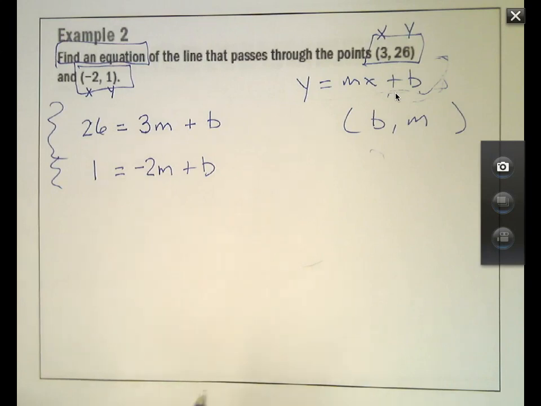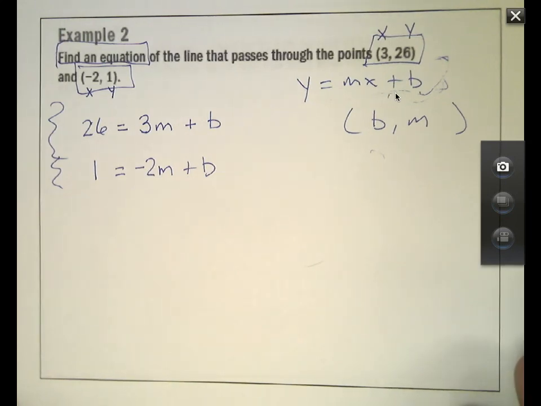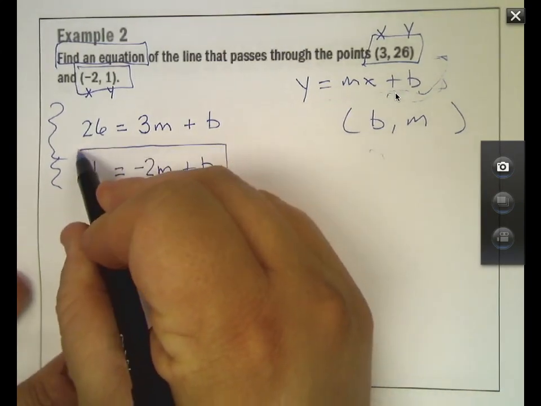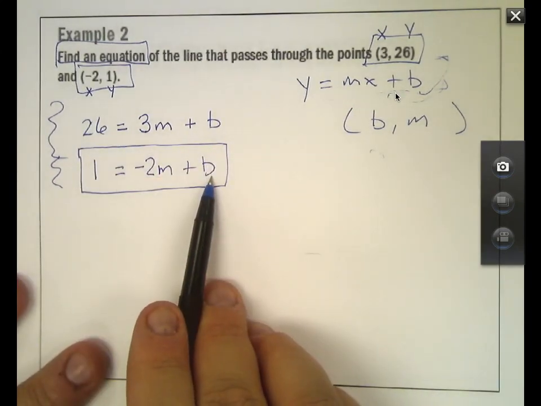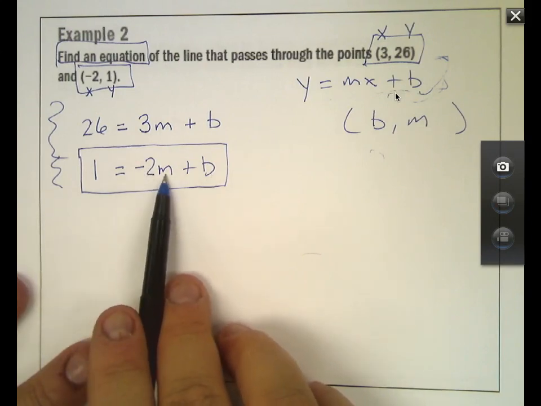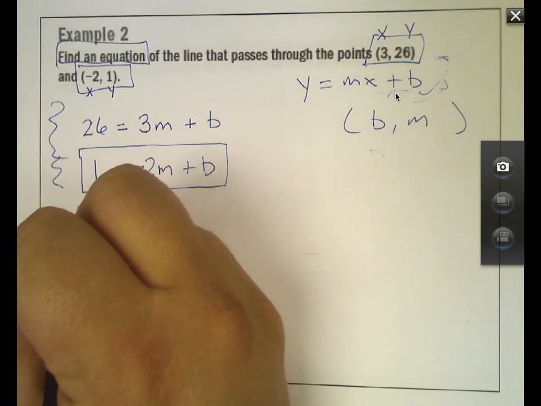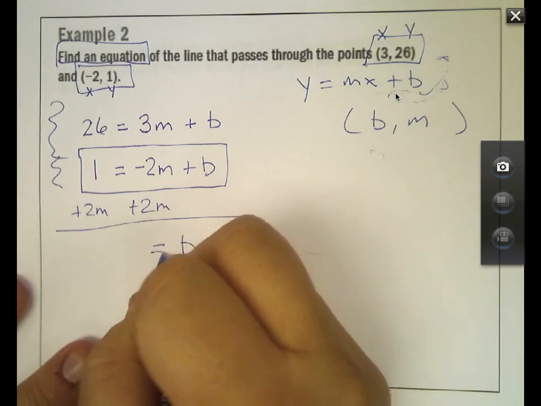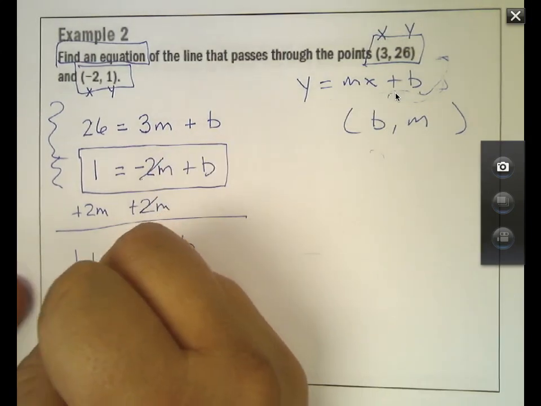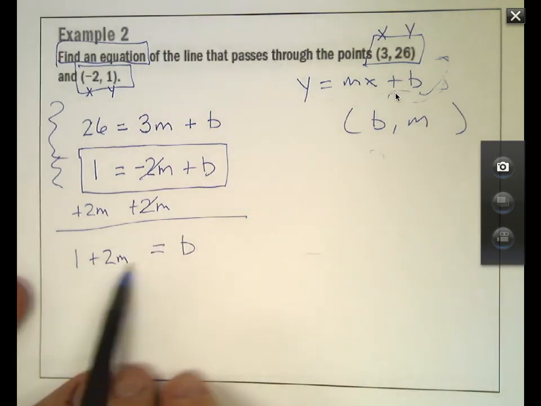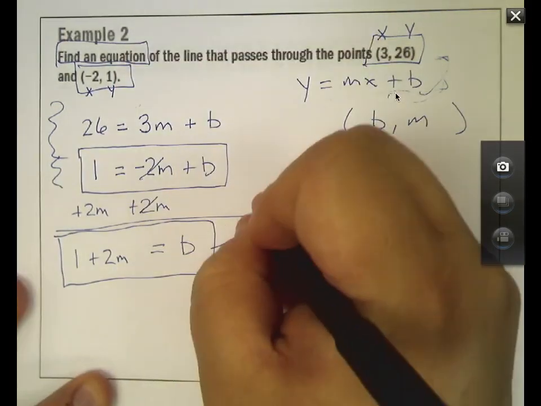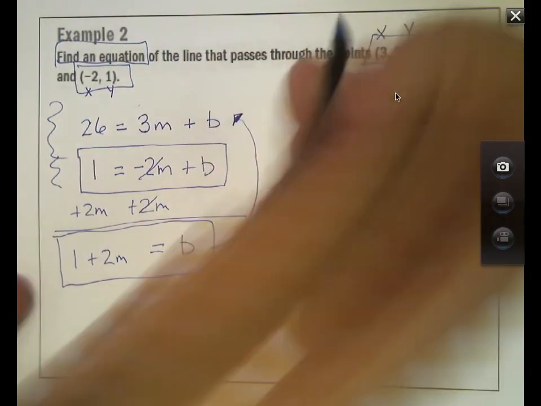Okay? So, we need to solve for a variable. Which one do you want to solve for? Well, I think it would be very easy if we just solved this one for B. Okay? That means get B all by itself. So the inverse of subtracting 2m is adding 2m. Whatever I do to one side, I do to the other. So B is going to equal 1 plus 2m. Now that I solved for a variable, wherever I see B up in this first equation, I'm going to plug in 1 plus 2m.